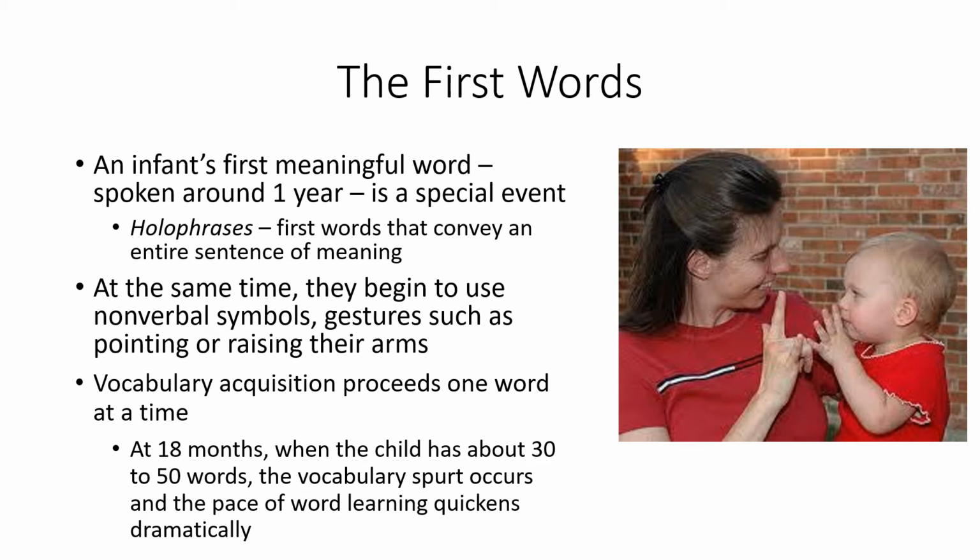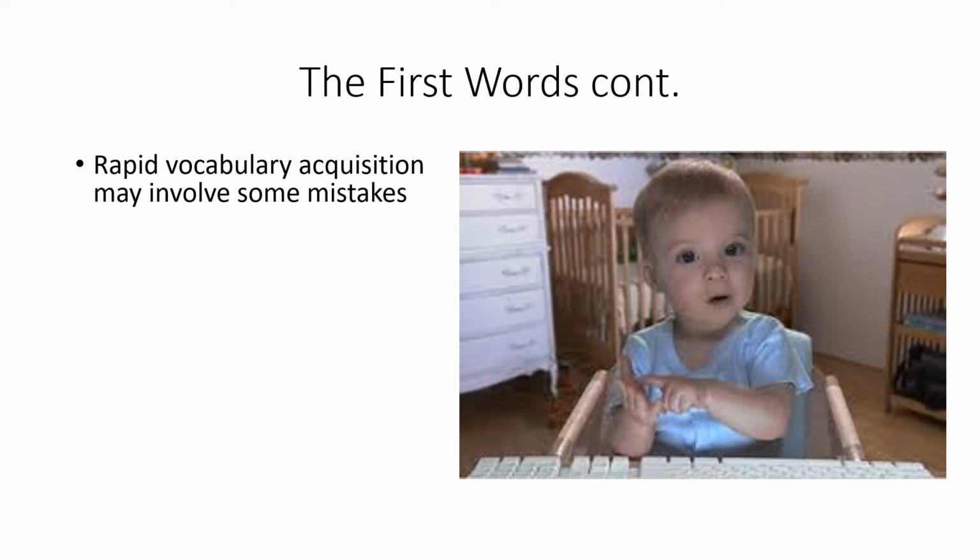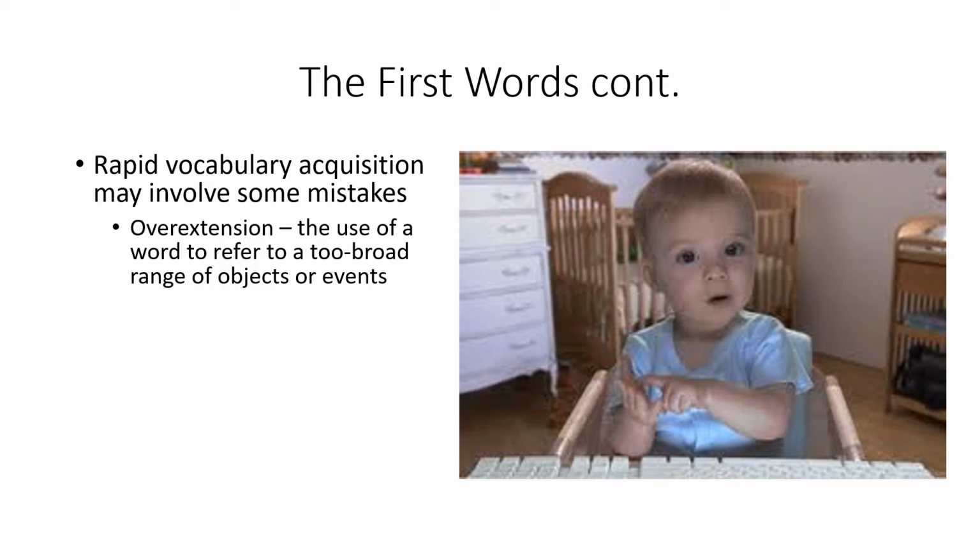After 18 months, what occurs is basically a vocabulary spurt that takes that 30 to 50 words to the adult tens of thousands of words. However, with this rapid vocabulary acquisition, infants will make mistakes. There are two main types of mistakes made during this time. The first is overextension. This is the use of a word to refer to too broad a range of objects. So they might see a horse for the first time and call it a dog because they know the word dog. Or underextension, the use of a word in too narrow a fashion.